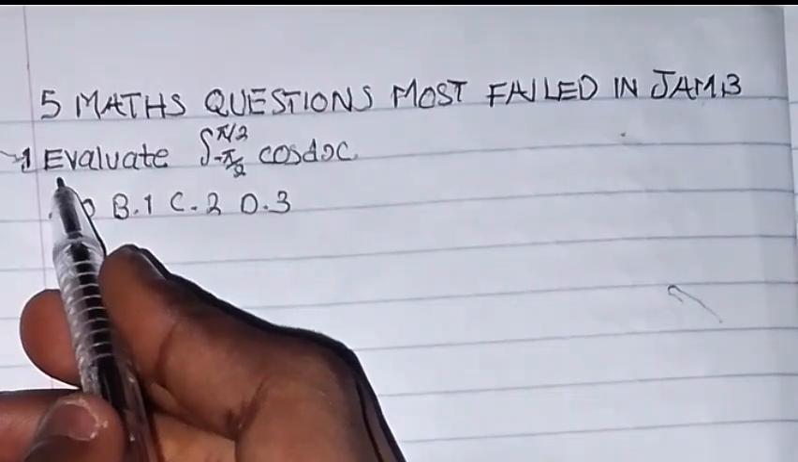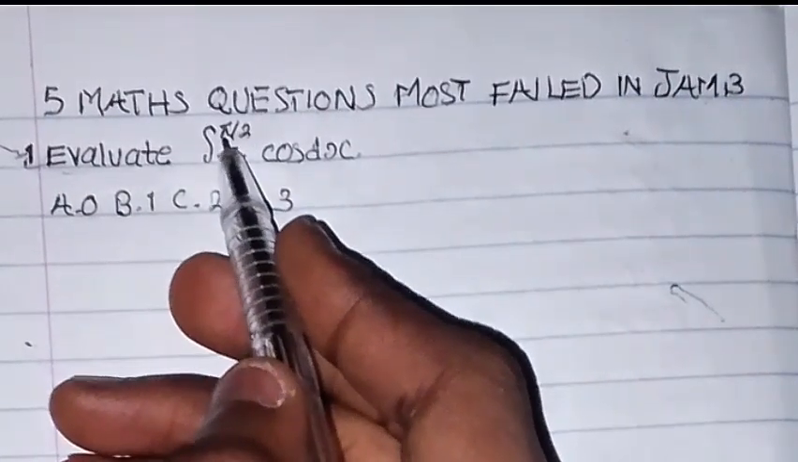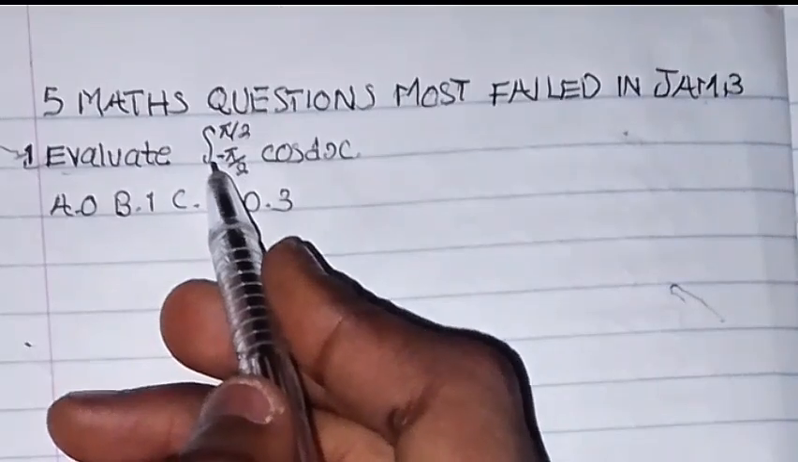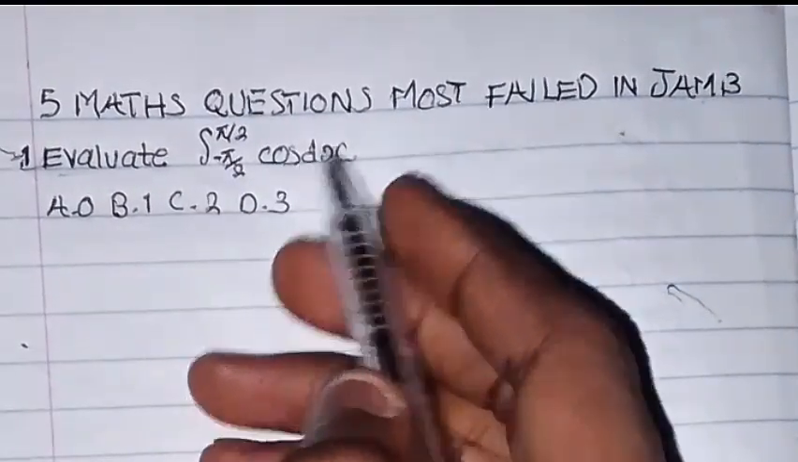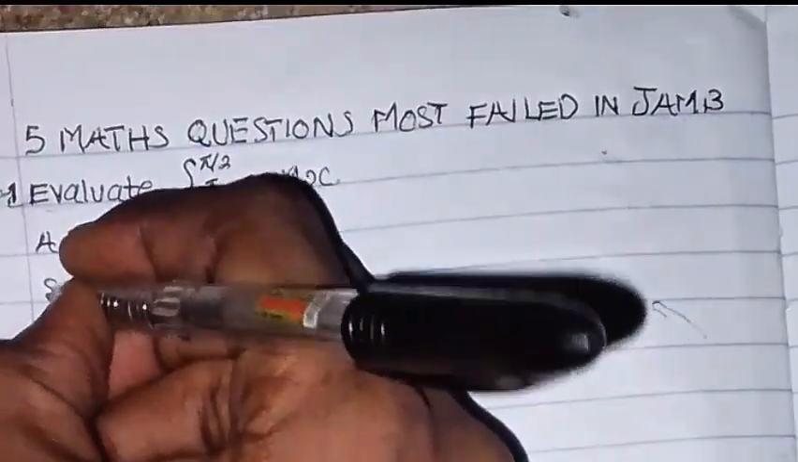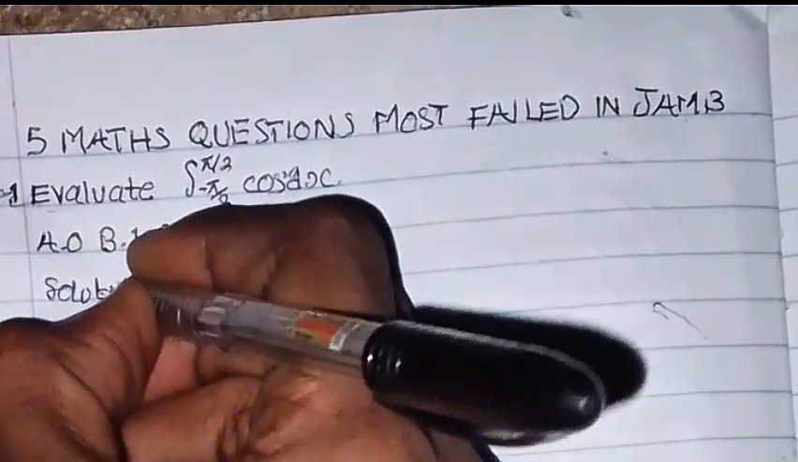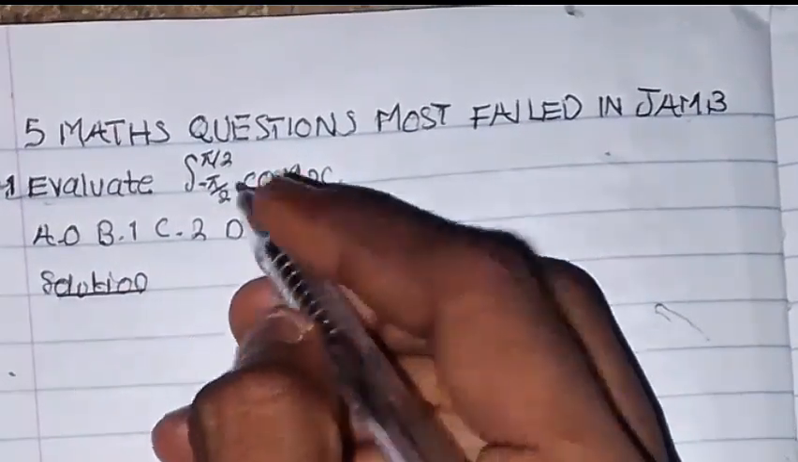Question 1 says evaluate the integral with upper limit pi over 2, lower limit minus pi over 2, of the integrand cos x, and differential dx. Now, the first thing, let's go to the solution. The first thing we want to do is to find the antiderivative of the integrand, which is cos x.